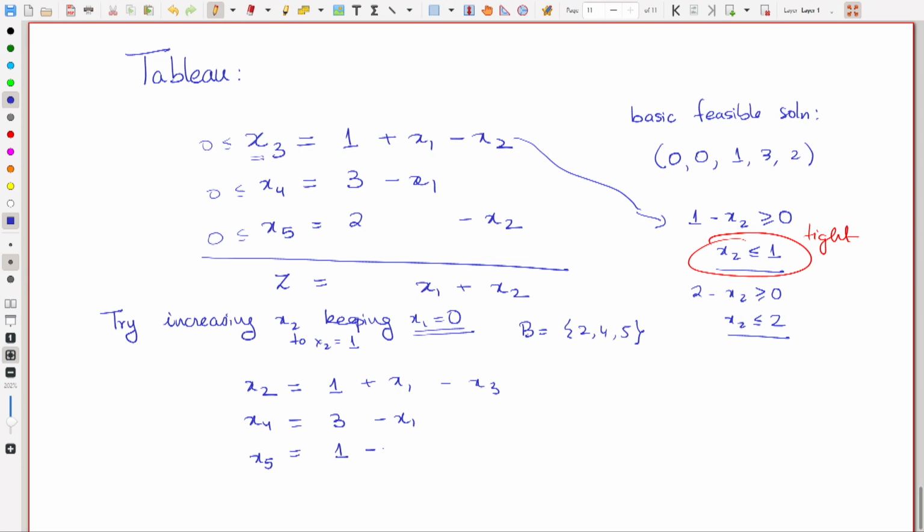One minus x1 plus x3, and let me also rewrite the objective function. So z, it's always written in terms of the non-basic variables. So now let's again substitute. This x2 will become 1 plus x1 minus x3. So it will become 1 plus 2x1 minus x3.